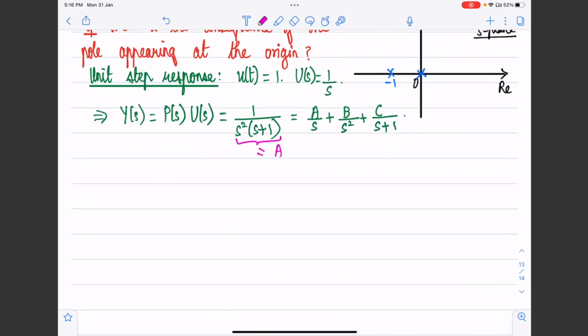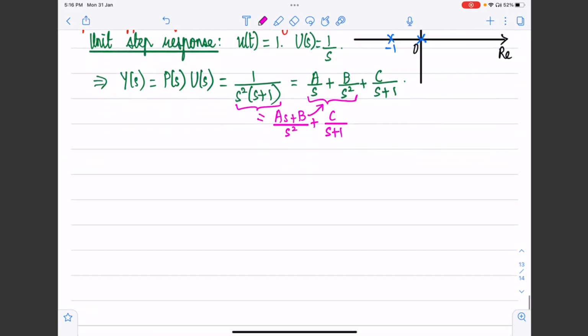So we can write A by s plus B by s squared, plus C divided by s plus 1. If I expand, that is how we went from here to there. I hope it is clear.